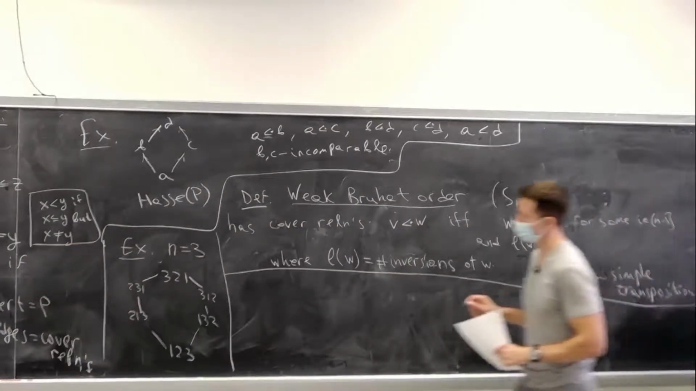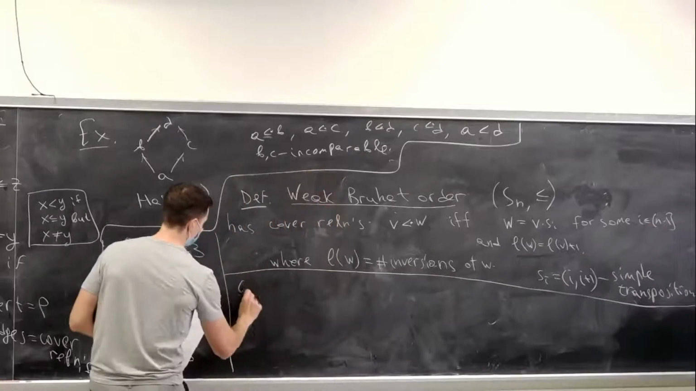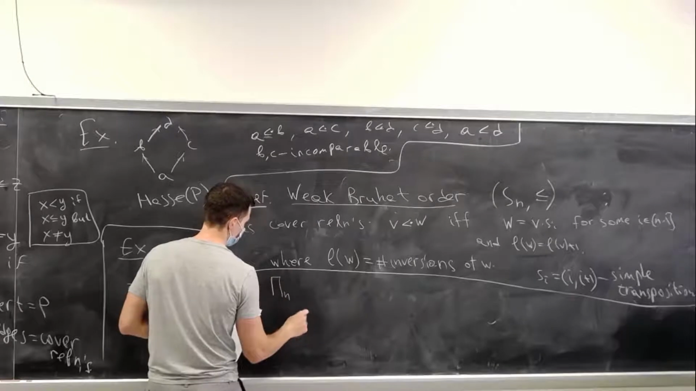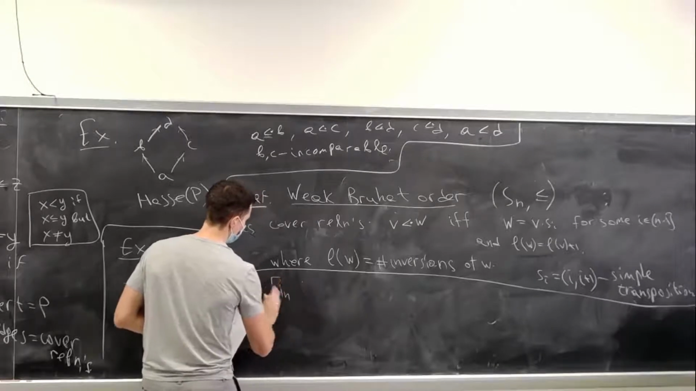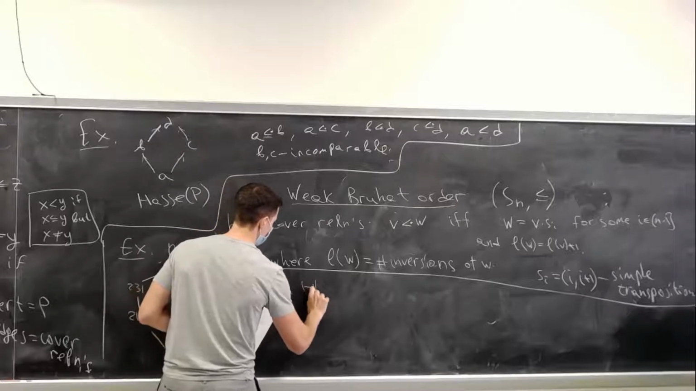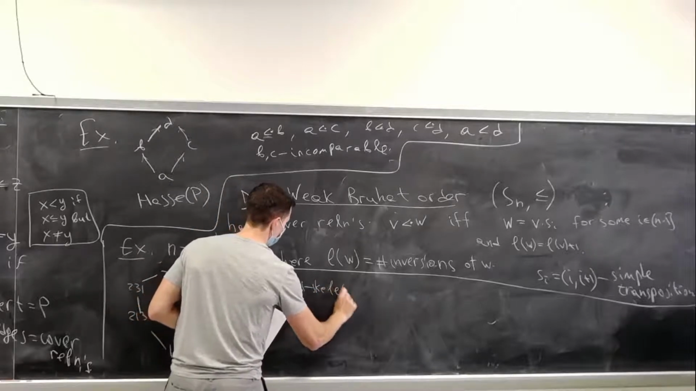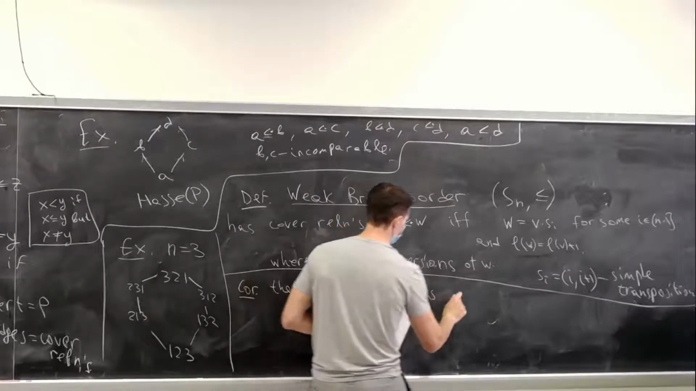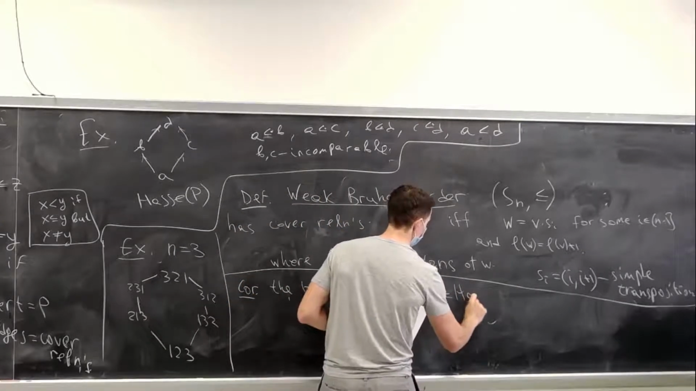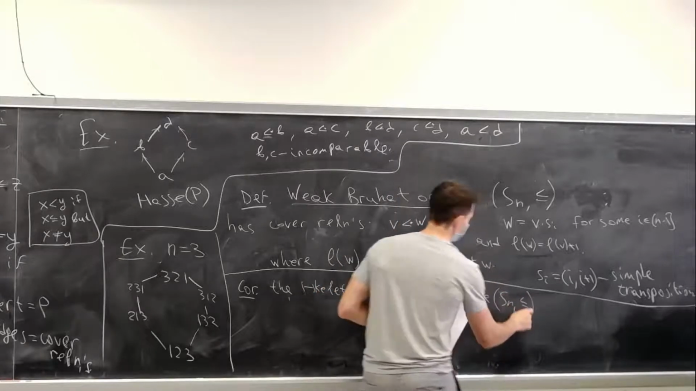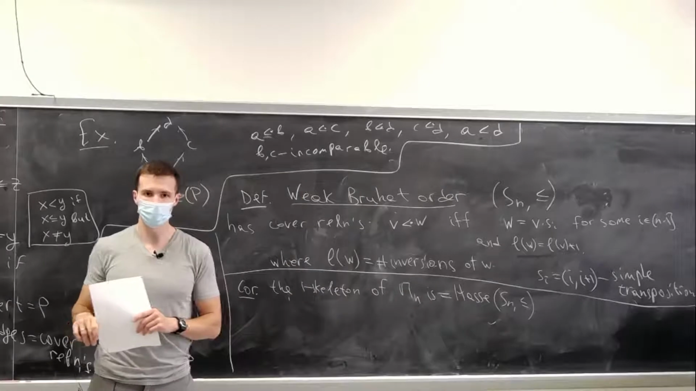You can say that the corollary is that the one skeleton of the permutohedron is equal to the Hasse diagram of the weak Bruhat order on S_n.